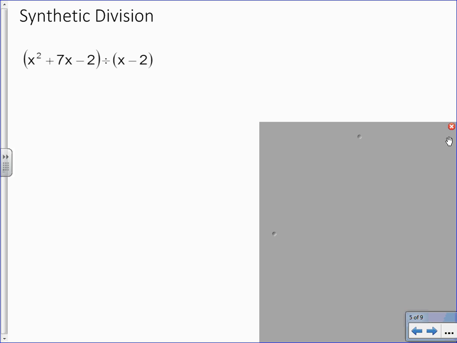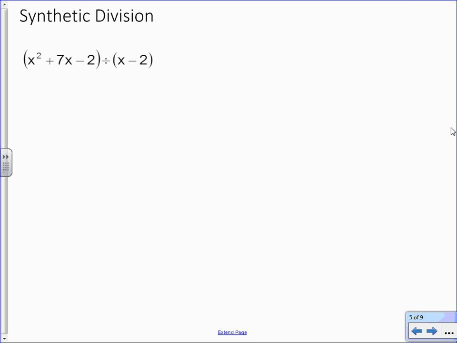Okay. So here we're going to do synthetic division. It's the same problem as before, right? X squared plus 7x minus 2 divided by x minus 2. I want to show this to you because we should get the same answer that we got on the first example we did. What did we get for that one? x plus 9 plus 16 over x minus 2. So this should be our answer, but we're going to do it a different way.